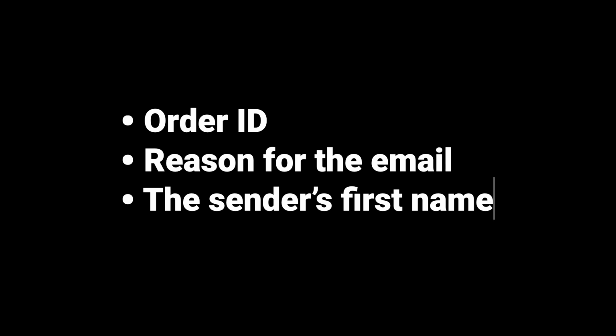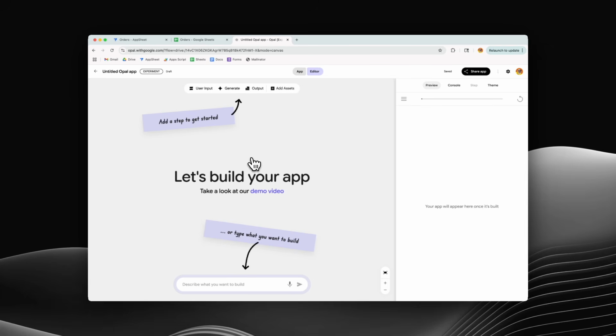So the pieces that we're going to need to do that are, first, the order ID, so we can tell the AI what order we're interested in. Second, the little blurb of text that says what we want the email about. And third, the person that this email is from, because we could be using the same Opal application for multiple people within our org. So we want to be able to sign the emails based on whoever sent it. So the first thing we need to do is create those inputs.